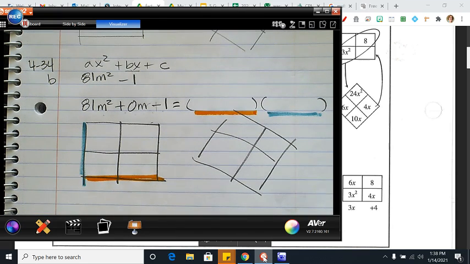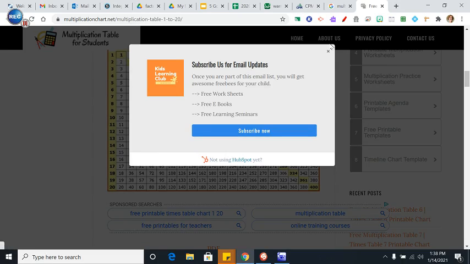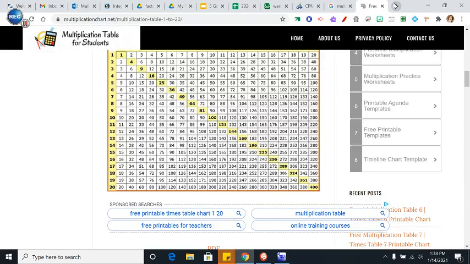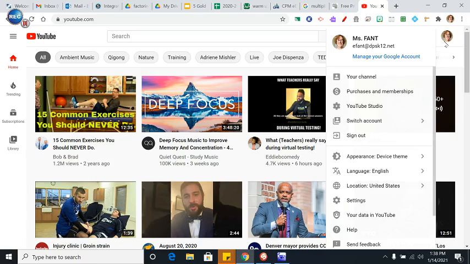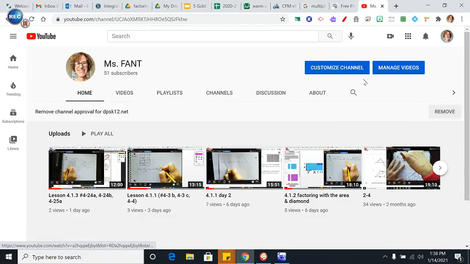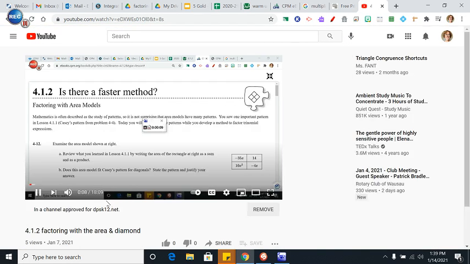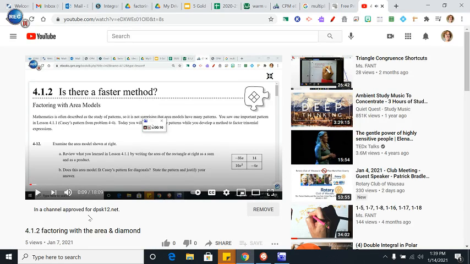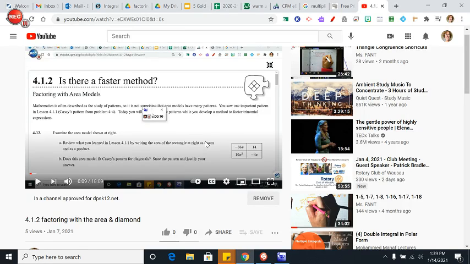Practice, see if you can use your steps. And if you're totally lost on this process, there's videos on my YouTube channel. Let me show you where to find a good video. Okay, here's one right here, factoring with the area and diamond. So if you're lost on this process, here's a video showing you how to do it.